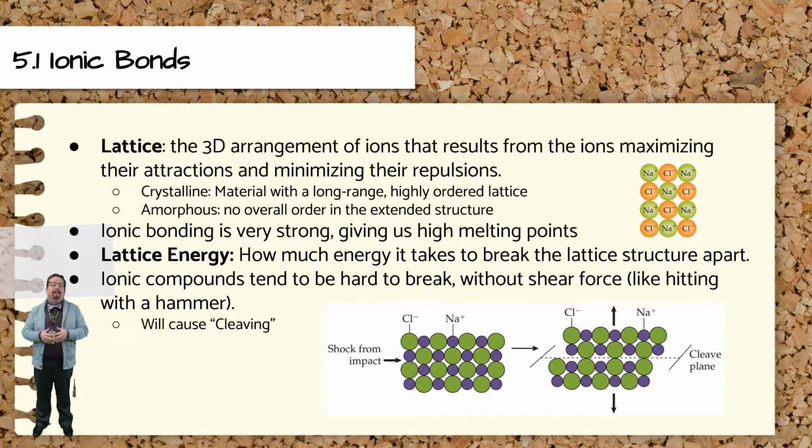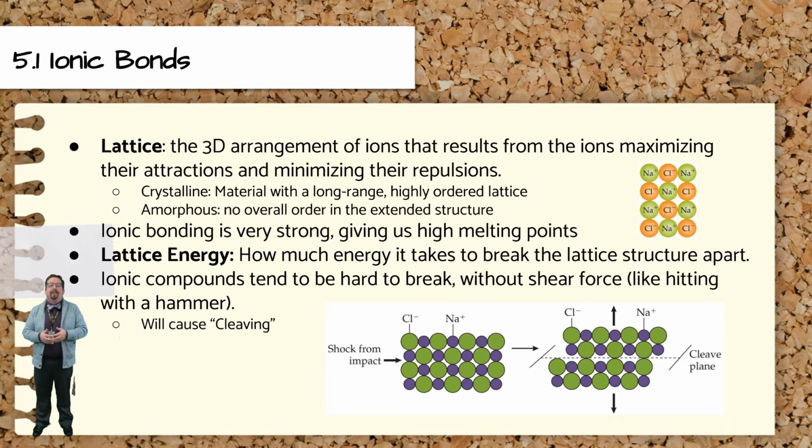A crystal lattice is one that's highly ordered, like that of NaCl. An amorphous lattice, on the other hand, has no overall order to it. Because ionic bonding is so strong and these lattices are so highly ordered, it takes a lot of energy to cause crystalline solids to melt. The amount of energy it takes to pull ions out of this lattice, or to break the lattice structure apart, is called the lattice energy. The stronger the attractive forces, the higher the lattice energy.